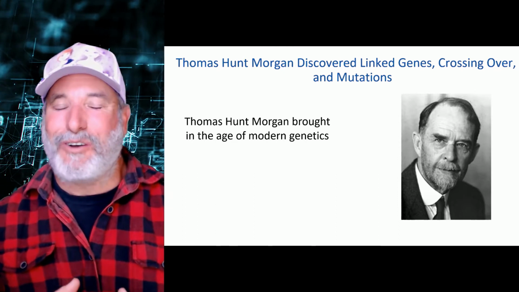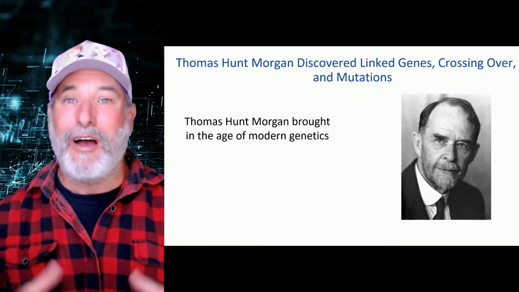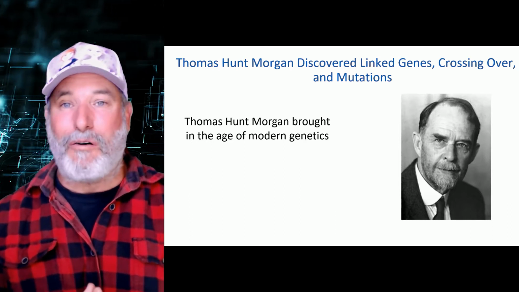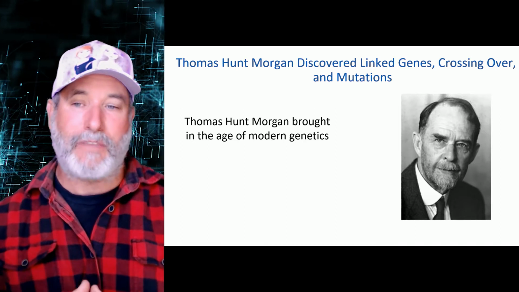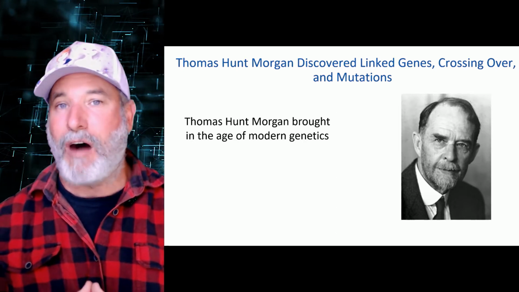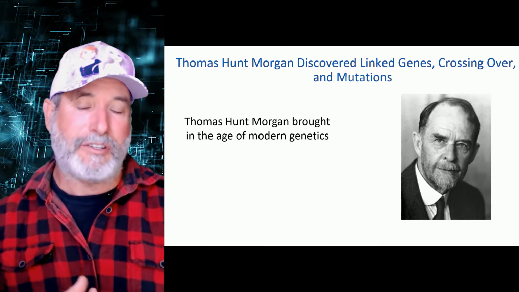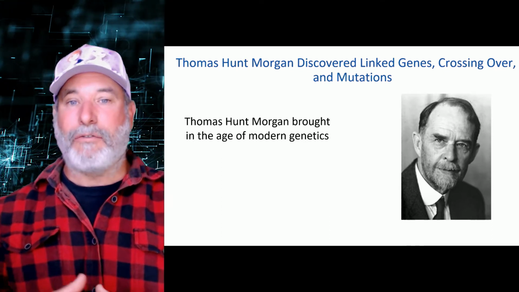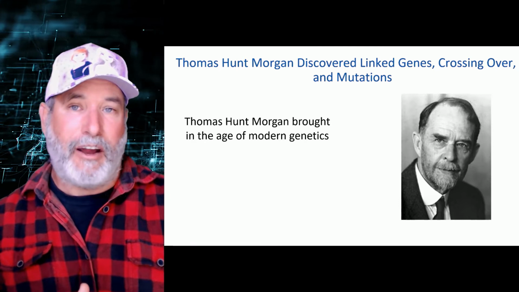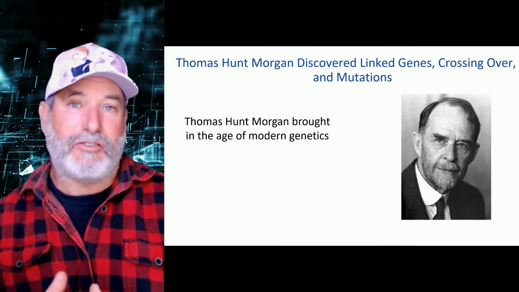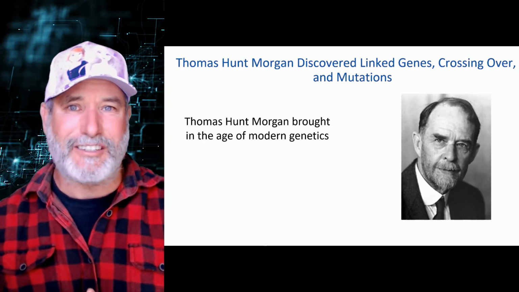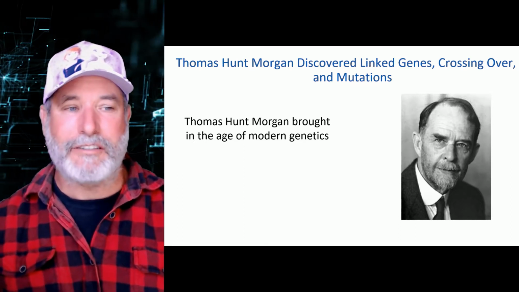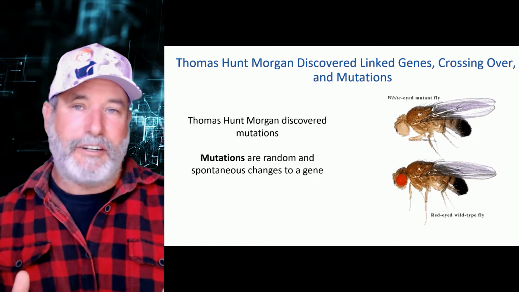Gregor Mendel has stolen the spotlight when it comes to being the father of modern genetics. And like I said, deservedly so. But when it comes to who I think of as the real father of modern genetics, it's really Thomas Hunt Morgan studying fruit flies. He discovered the chromosomal basis of inheritance. He discovered linked genes, crossing over, and mutations. Isn't that awesome? So he brought in this age of modern genetics, and he did this by studying fruit flies.